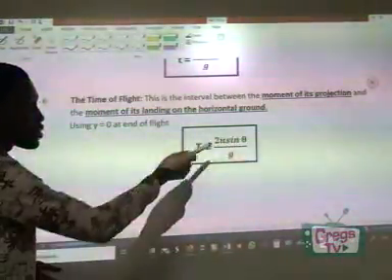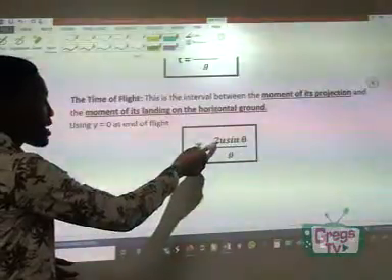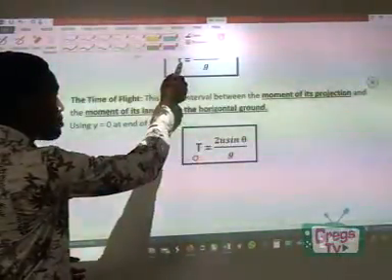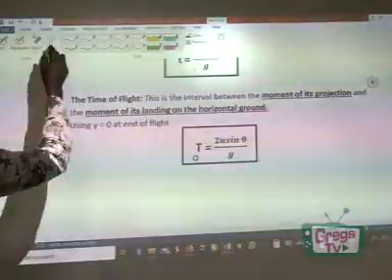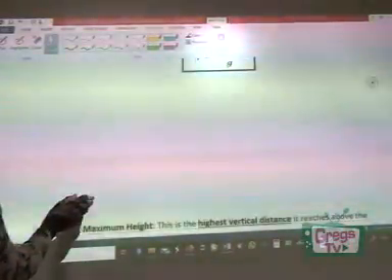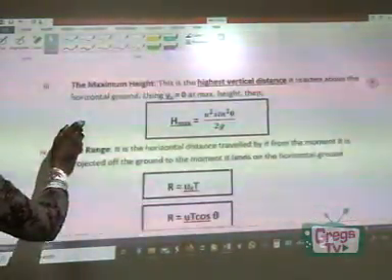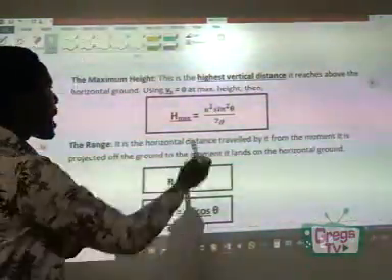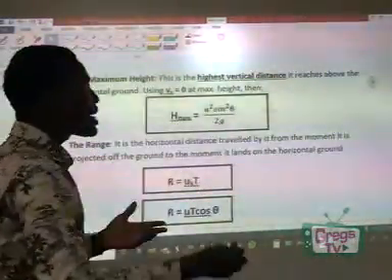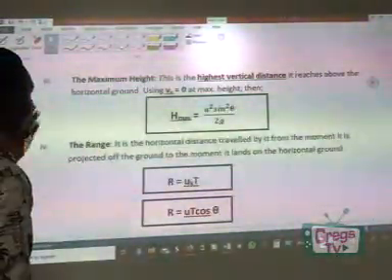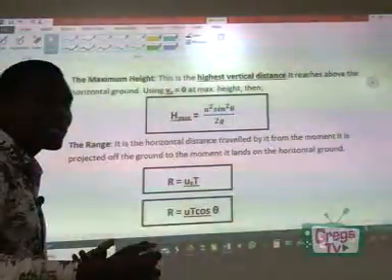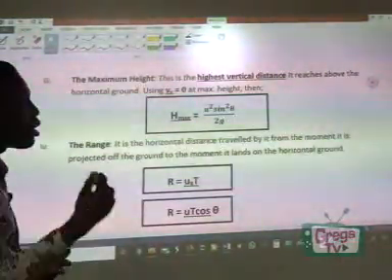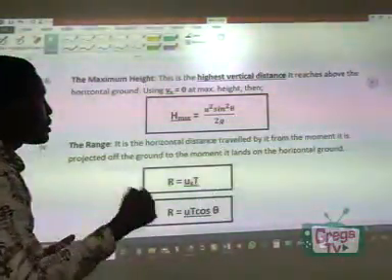If you look at it critically, you will see that time of flight is actually 2 times the time it will take to reach the maximum height. Now, having said that, the next thing we will be looking into will be the maximum height. The maximum height is the highest vertical distance it reaches above the horizontal ground. And at this point, your vertical component of the speed, Vy, must be 0.